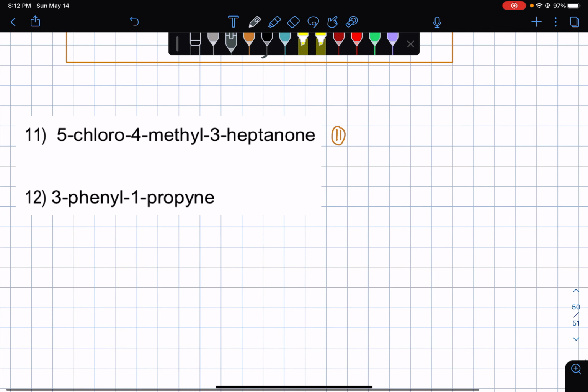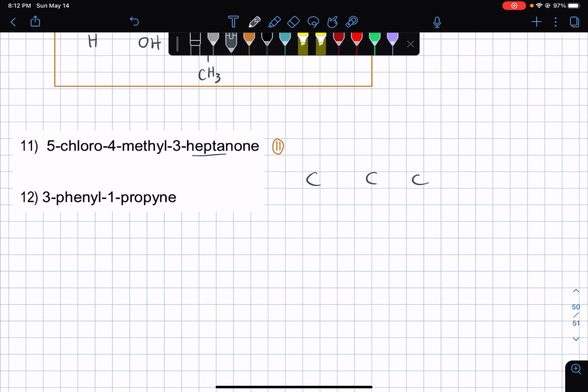5-chloro-4-methyl-3-heptanone. Hepta means 7 carbons. So 1, 2, 3, 4, 5, 6, 7.